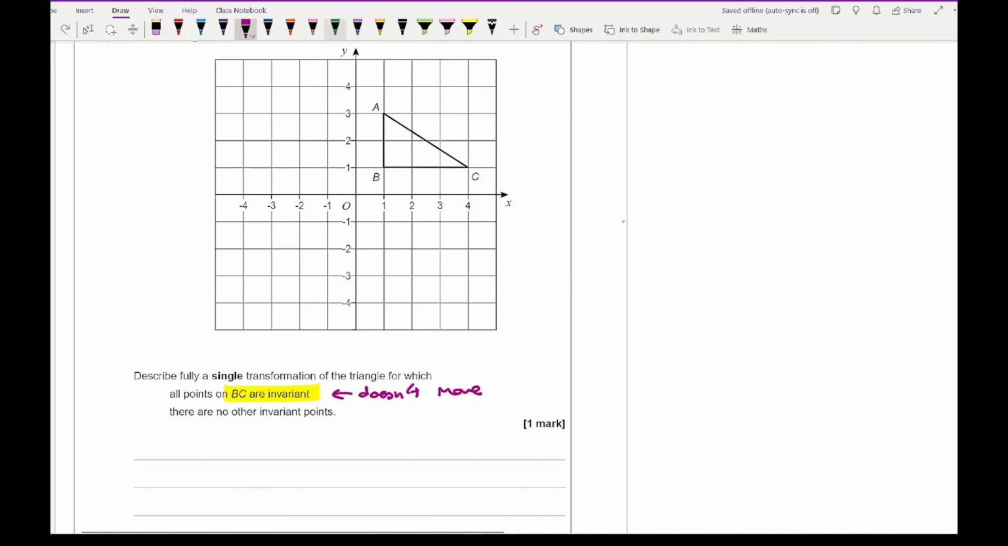So here, if BC doesn't move, then what we're looking for is the new transformed shape, or the image, which is going to be this here. So a possible answer you could say is that it's going to be a rotation, sorry, not rotation, it's going to be a reflection. And we just then need to state the equation of the line of reflection, which is y equals 1.